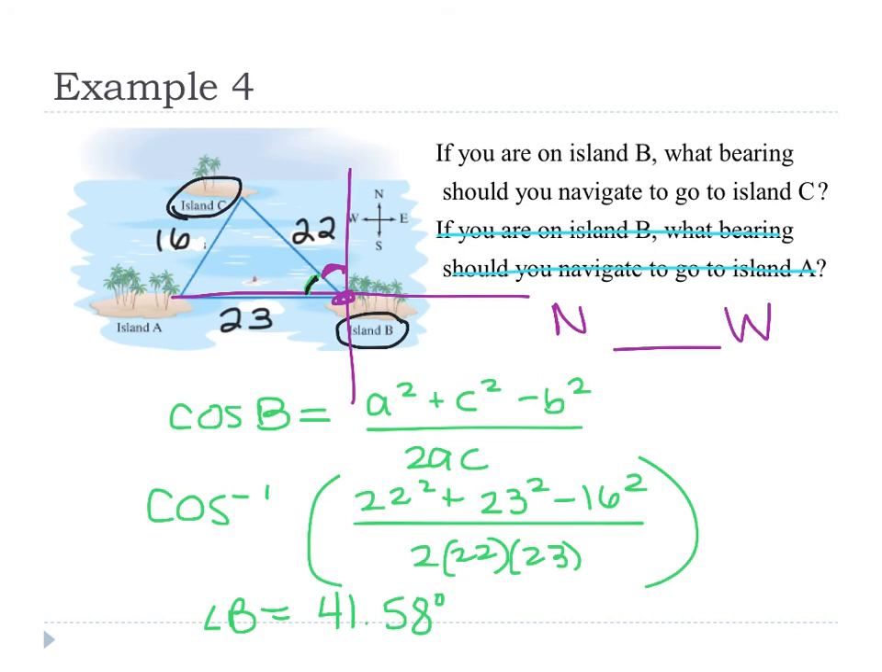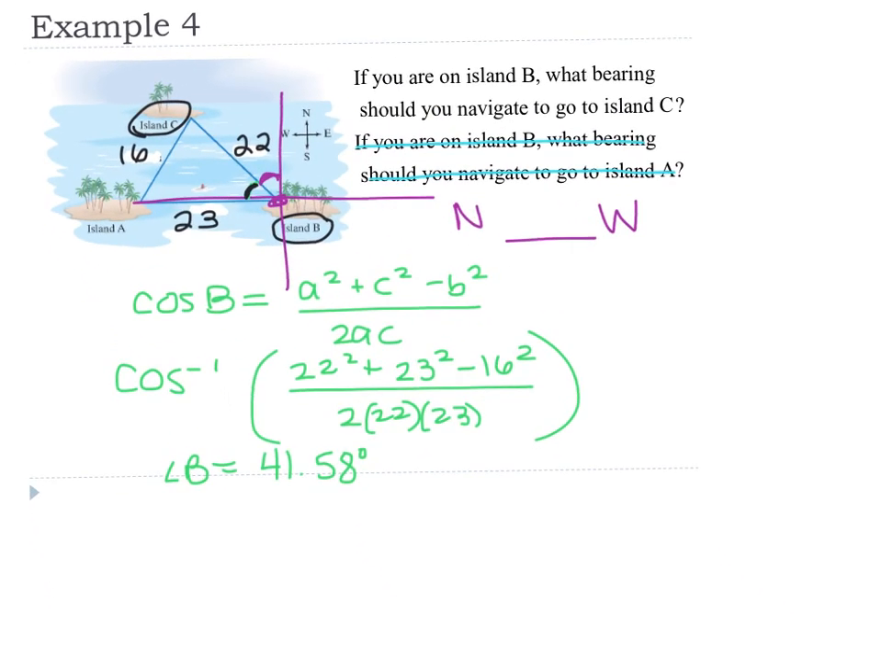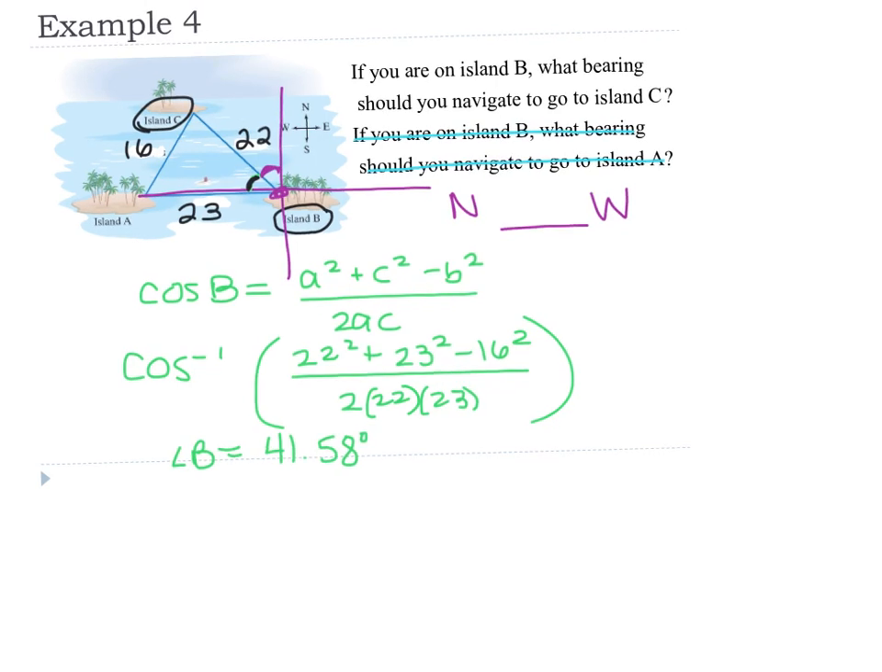And again, we said that's what's inside the triangle. So to get the part outside, we said we have to do what? Subtract that from 90.